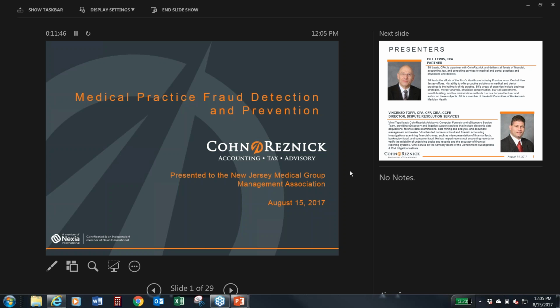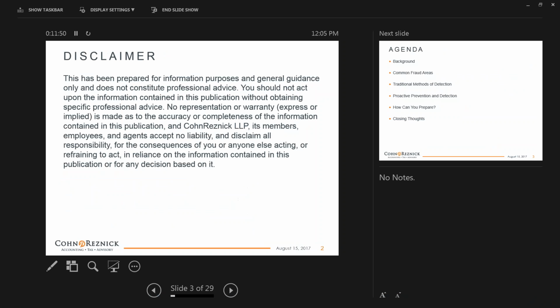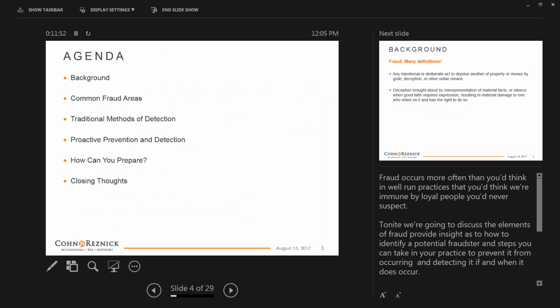So without further ado, let us get into the subject matter of fraud detection and prevention in a medical practice. Fraud occurs more often than one would think, even in the best of run practices. Well-run practices may think they're immune. Fraud is committed by very loyal people that one would never suspect of being able to do something so terrible.